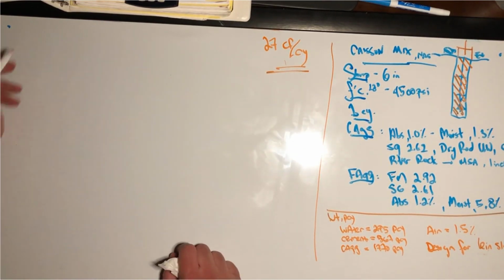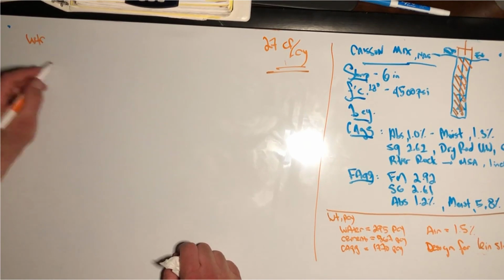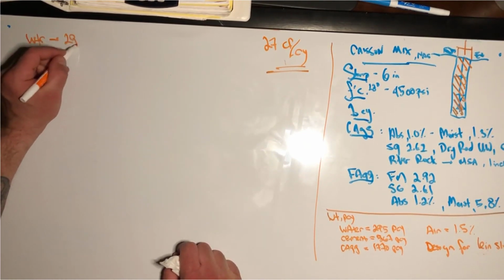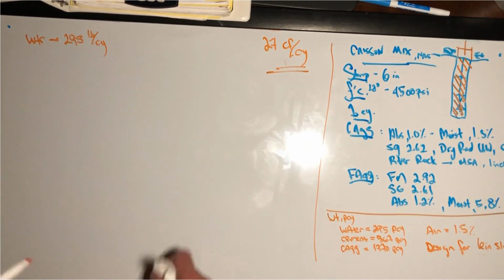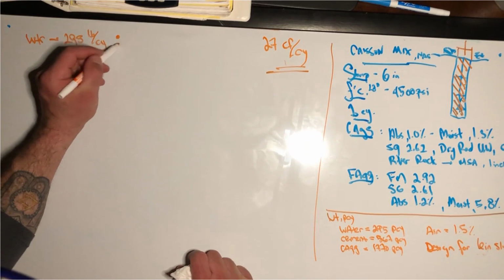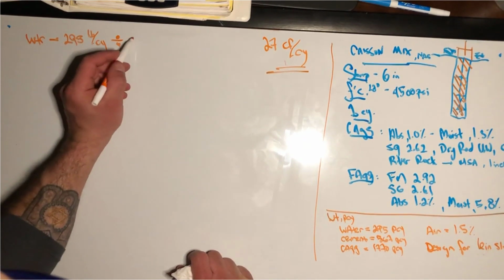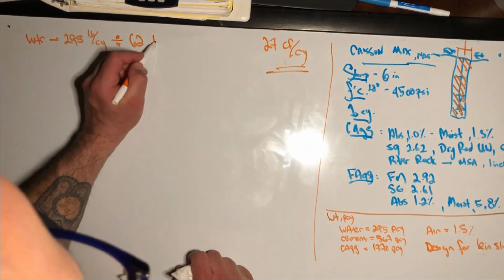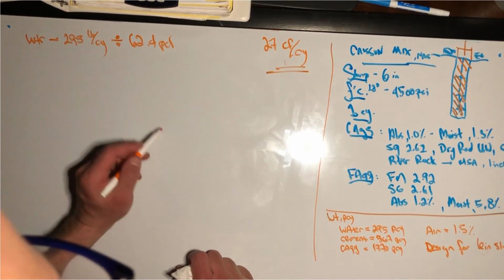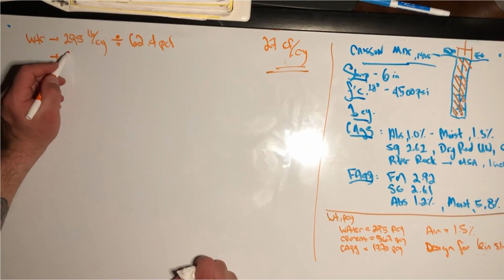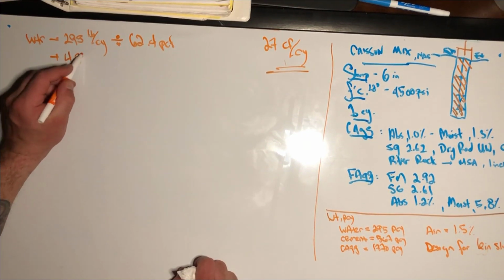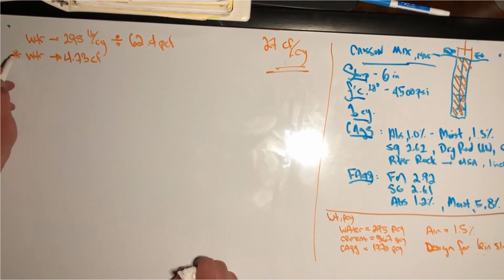So the first thing I'm going to work with is my water. Now I have 295 pounds per cubic yard. Now what I want to determine is cubic feet per cubic yard, and to do that I have to divide by my unit weight of water, which is 62.4 pounds per cubic foot. That gives me 4.73 cubic feet. Put a little asterisk.